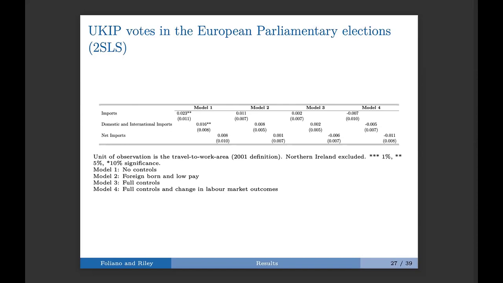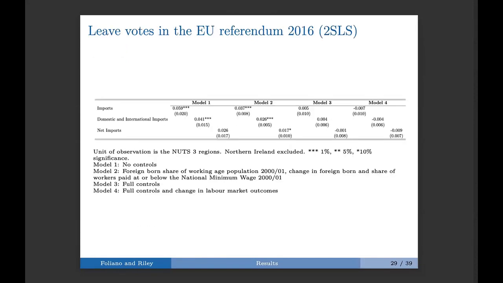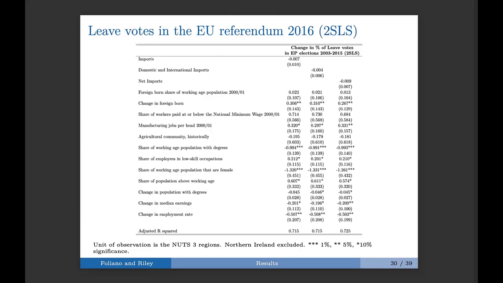And this seems to suggest that actually it was not trade competition, but rather long-standing economic issues that have driven the populist vote in areas more affected by import competition. We obtained very similar results for the EU referendum in 2016. Once we control for a comprehensive set of characteristics, there's no association. Given the relationship between the share of population with degree and the share of leave votes, what we can possibly say is that trade competition affected the populist vote more by moving skilled workers away from certain areas, workers that were probably more likely not to vote for UKIP or Leave in the Brexit referendum.